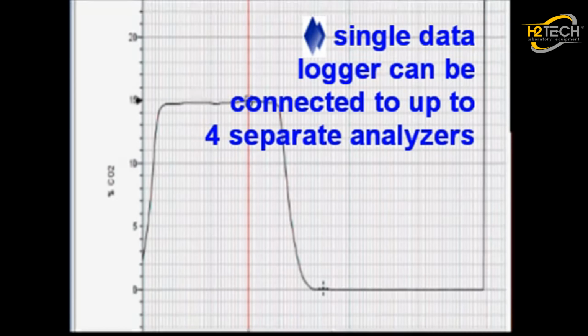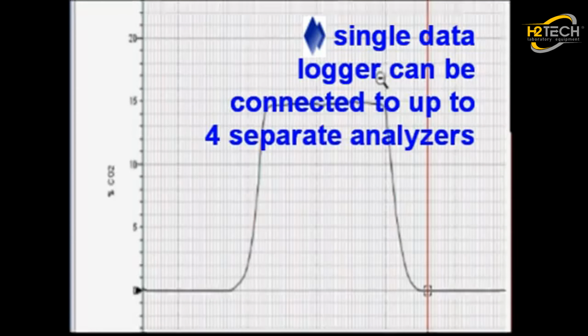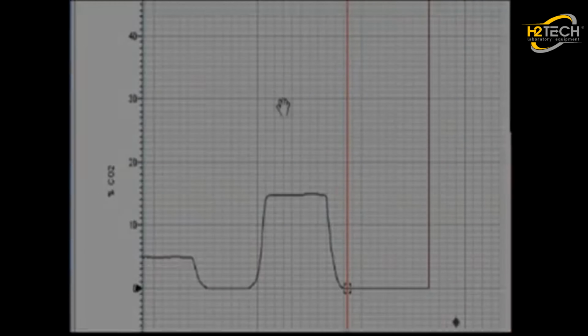It's a 4-channel data logger, so it could be connected theoretically to 4 analyzers, or it could be connected to our 902P analyzer and record the O2 and CO2 concentrations simultaneously from the voltage output.